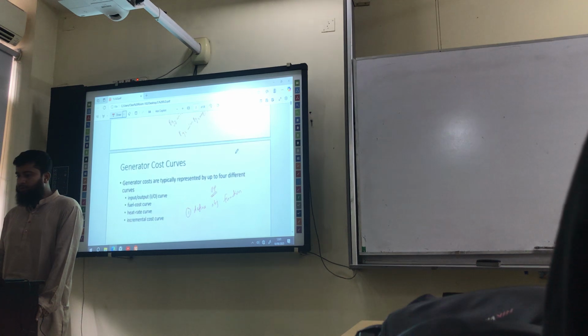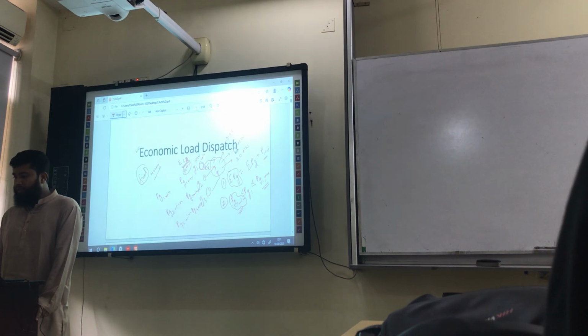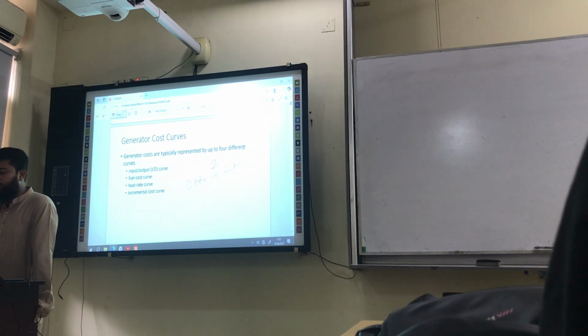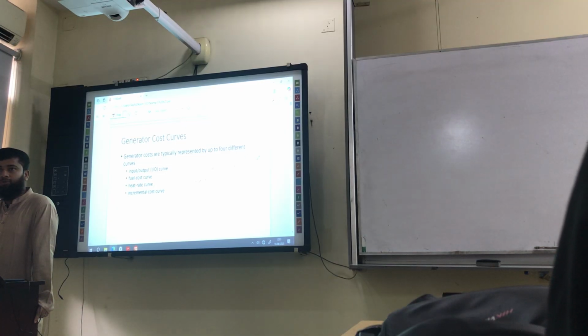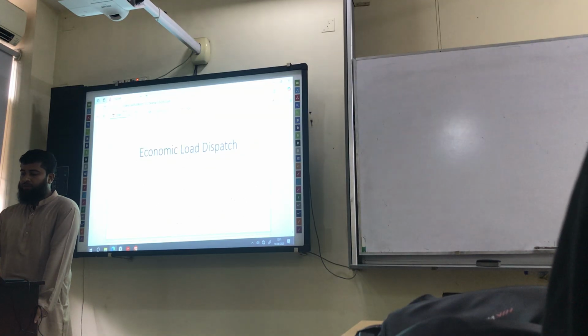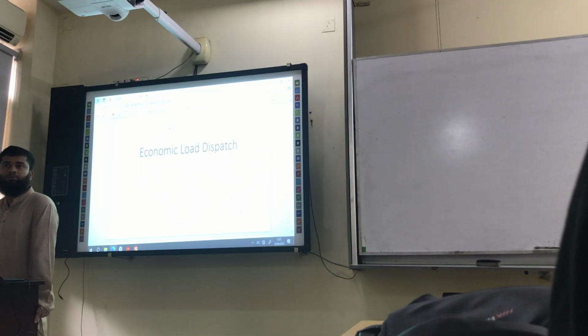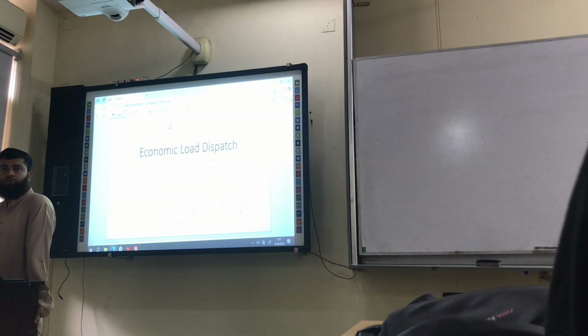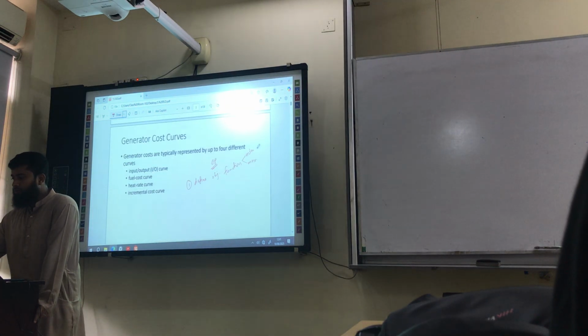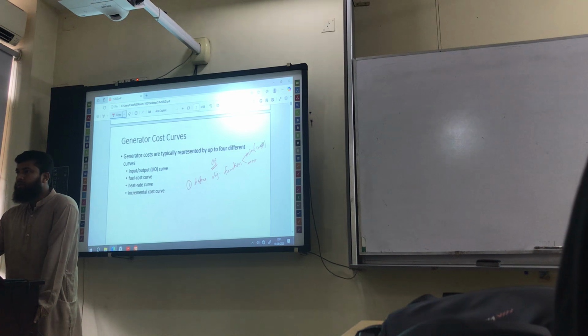Let's say for this example, depending on your objective function, your optimization problem can be of minimization type or maximization type. Let's say your objective function is fuel cost. So what should be your target? To minimize the fuel cost or to maximize it? To minimize it, obviously. So if you take fuel cost as your objective function, then it will be a minimization type problem.